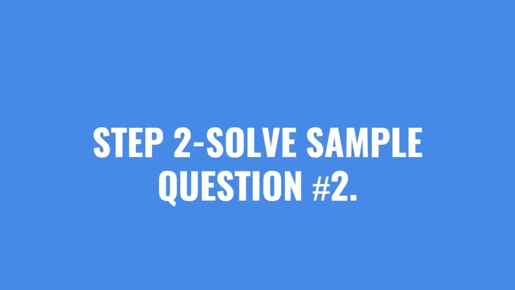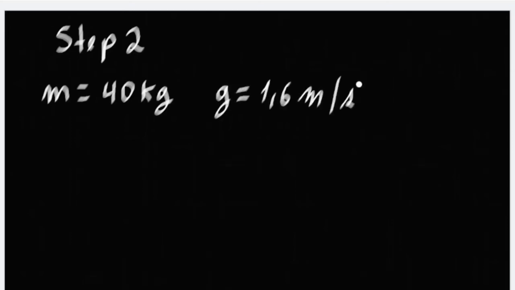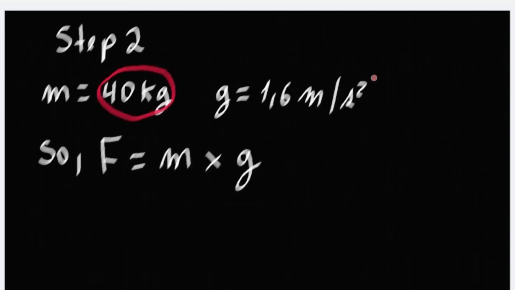Step 2: Solve sample question number 2. Here's the question. An object has a mass of 40 kilograms. What is its weight on the surface of the Moon? We have both m and g. m equals 40 kilograms, and g equals 1.6 meters/s², because we're looking for the weight of the object on the surface of the Moon this time.